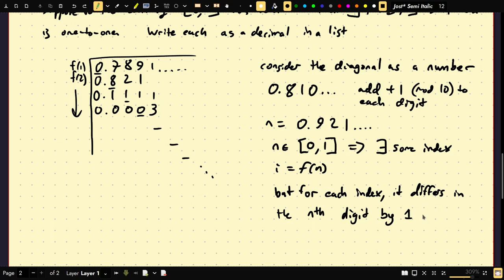So, if you consider some I, well, what's the ith digit of n, and what's the ith digit of f of I? They're going to be off by 1. So, therefore, there is no I. So, there does not exist I. Which implies that f is not 1-1.